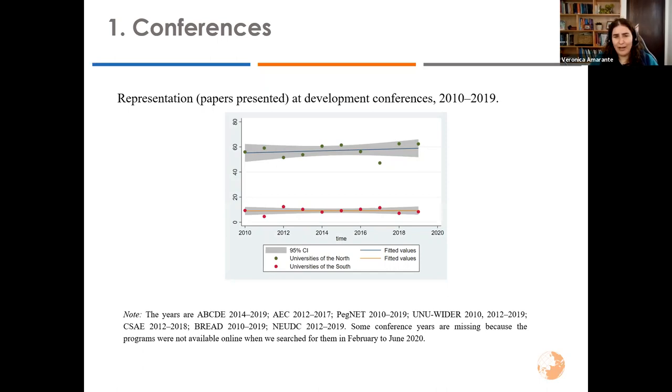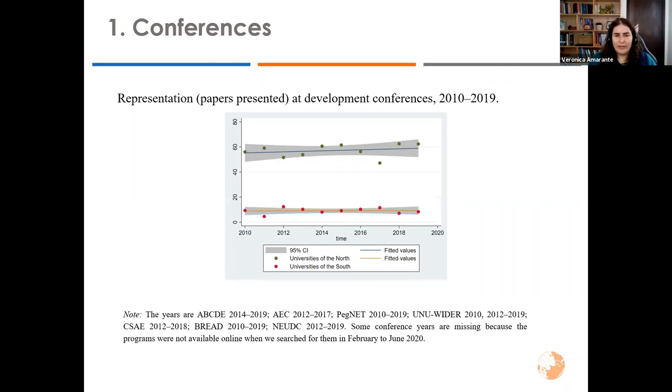Basically, you have in the green lines the representation of researchers who are based in universities in the north, and it's quite stable in the period, around 57 or 59% of presentations are done by researchers based in the north, and the representation of researchers who work in universities in the south is around 9%. What is missing there are papers presented by researchers not working in universities, for example, international organizations or other institutions. So this gives a first broad idea of the results. We clearly have an underrepresentation of Southern researchers in conferences.